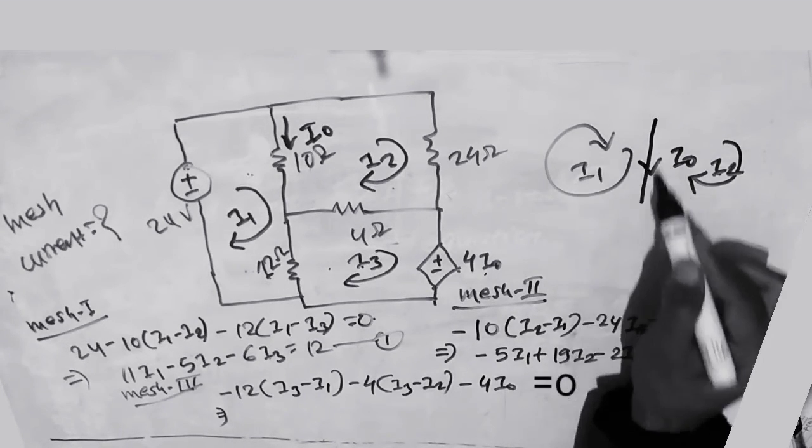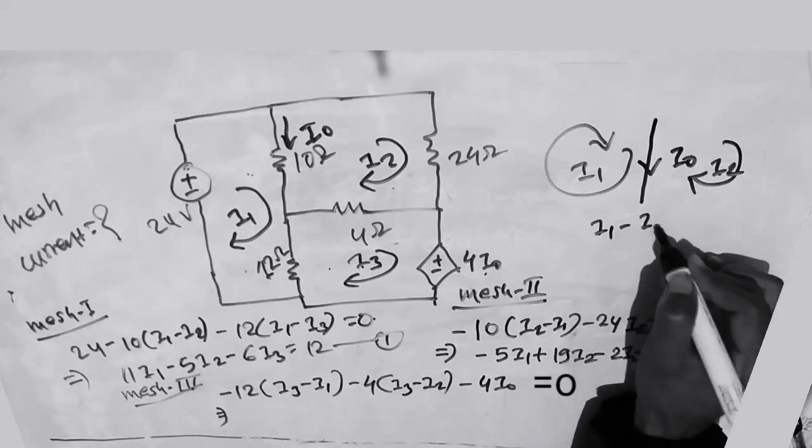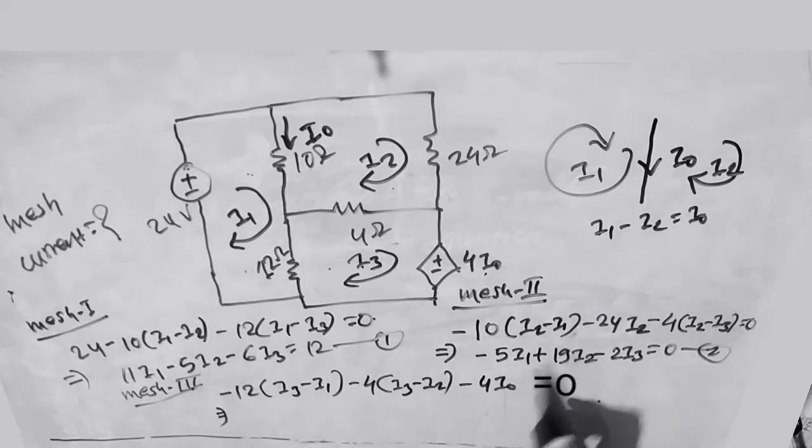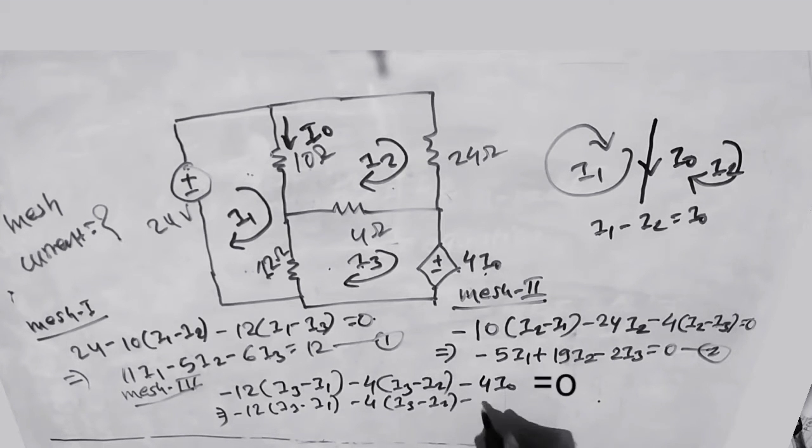Since I1 is in the direction of I naught and I2 is opposite to the direction of I naught, we can write I1 minus I2 equals I naught, and in place of I naught we can write minus 12 I3 minus I1 minus 4 I3 minus I2 and minus 4 I1 minus I2. On further simplification we get I1 plus I2 minus 2 I3 equals 0. We have equation third.